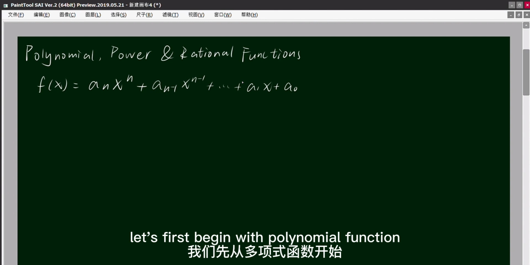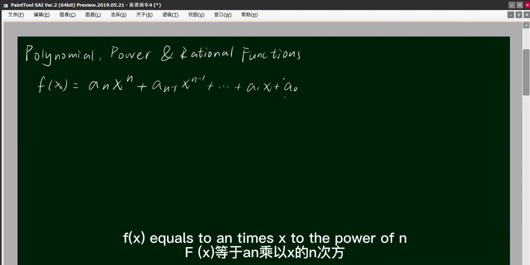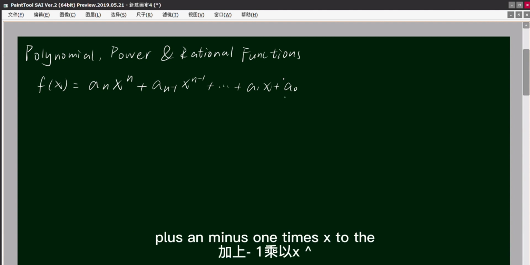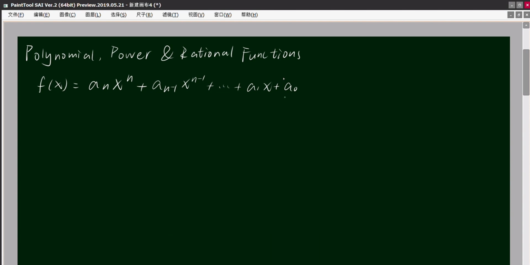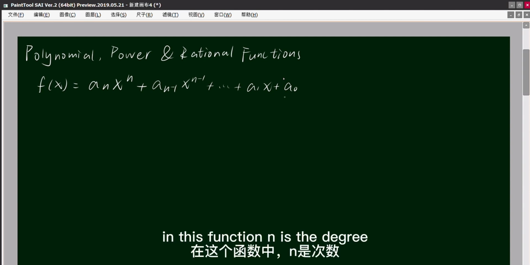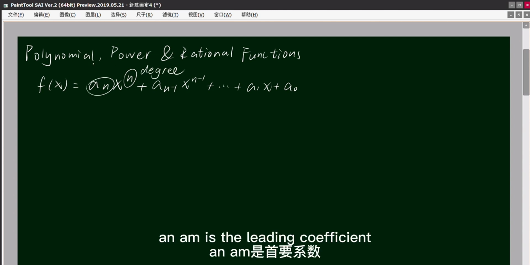Let's first begin with polynomial function. The form of polynomial function is like this. f(x) equals a_n times x to the power of n plus a_(n-1) times x to the power of n minus 1 plus and so on, to a_1 times x plus a_0. In this function, n is the degree, and a_n is the leading coefficient.